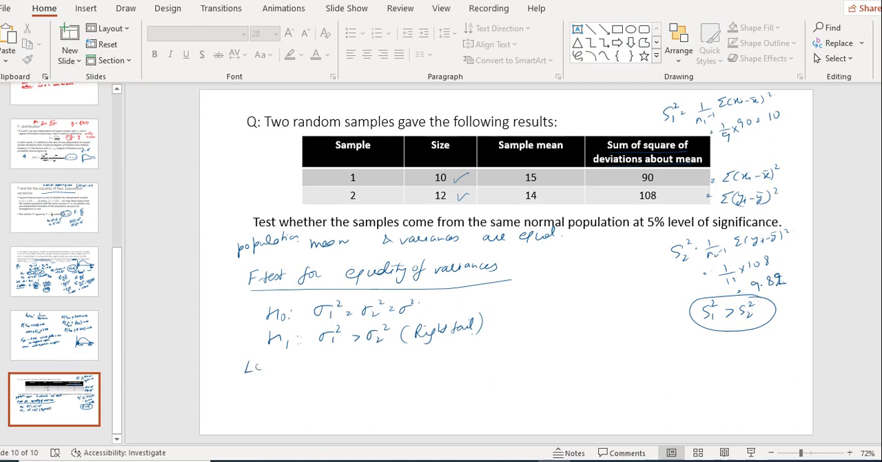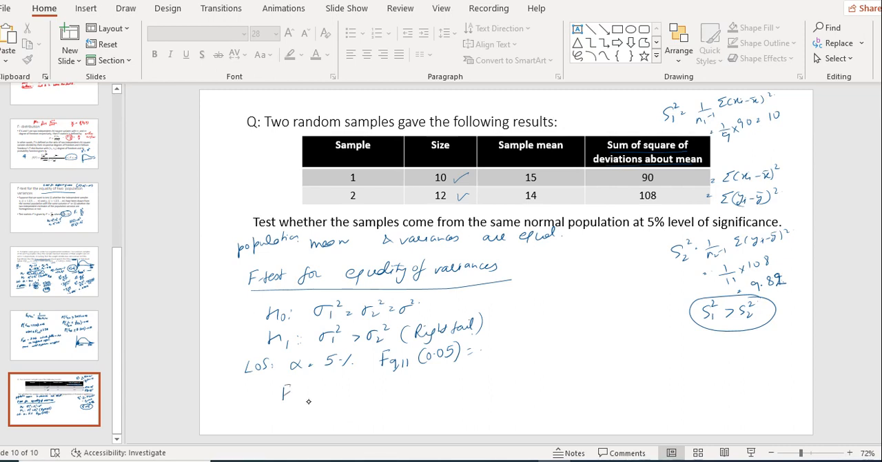So what is the level of significance? It is already given here, alpha is equal to 5%. So we are using 5% level of significance. And what is the degree of freedom of the numerator? Degree of freedom of the numerator is 9 and the degree of freedom of the denominator is 11. So we need to check the value at 9 and 11 degrees of freedom and at 5% level of significance.